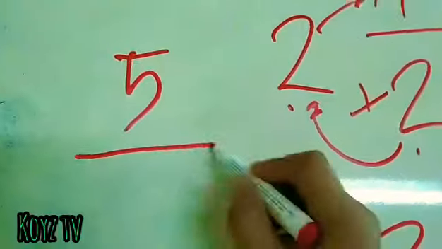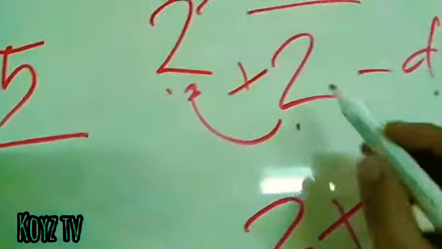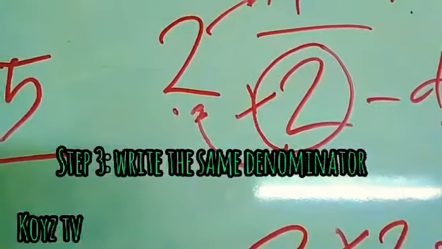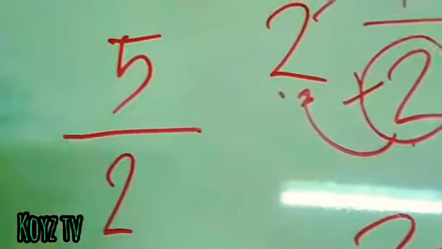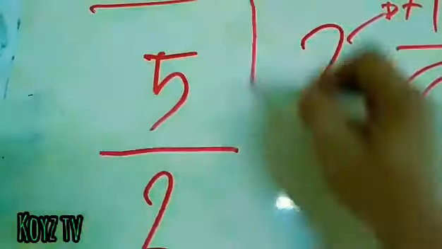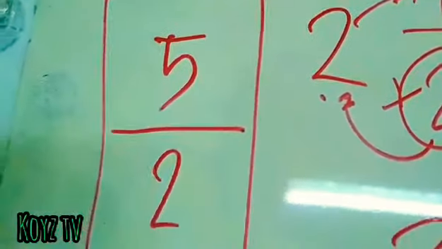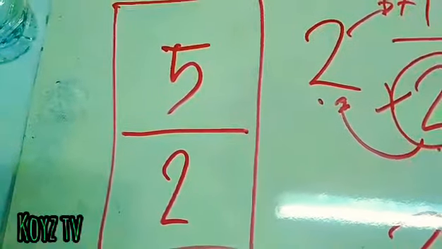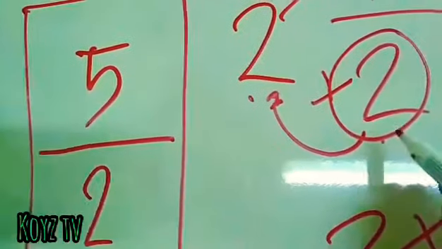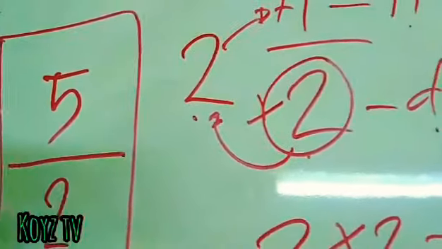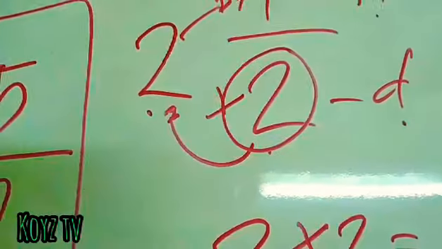Okay? 5 over the same denominator, mga koys, which is 2. So 5 over 2. So this is our answer. 5 over 2 is the improper fraction of 2 and 1/2. So that's it, mga boys.